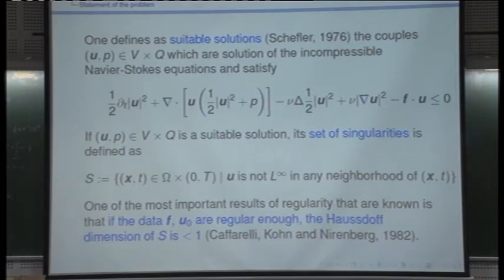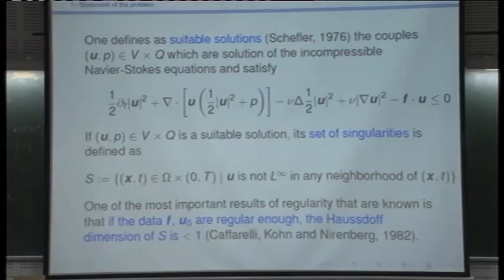Okay. Well, the most important result that we know nowadays, that dates back to 1982, is that if the data are regular enough, the Hausdorff dimension of the set of singularities is smaller than 1. So this is the best we know. It's not much. Well, there are many more results, but this one is the strongest.